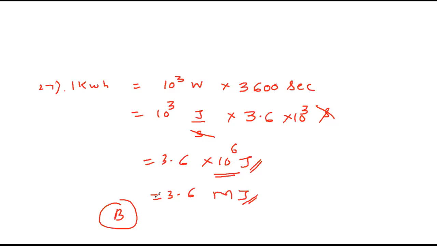Next is, 1 volt is. Now we all know potential is defined as work done to move the charge. So 1 volt is 1 joule per 1 coulomb. 1 joule per 1 coulomb, that is option C.